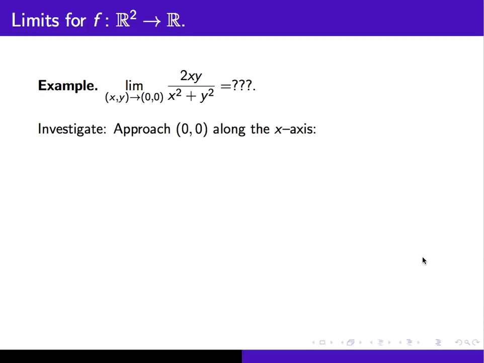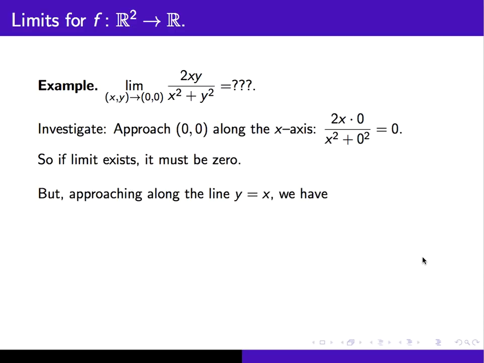So let's think about approaching (0,0) along the x-axis. So that is, I'm not going to worry about all points that are close to (0,0). I'm just going to look at the points that are close to (0,0) and on the x-axis. So the nice thing about that is that those are the points where the y-coordinate is 0. So this expression, 2xy over x squared plus y squared, now just becomes 2x times 0 over x squared plus 0 squared, which is just 0. So all along the x-axis, this function is identically equal to 0. So if the limit exists, then it must be 0, because arbitrarily close to the origin along the x-axis, the value of this function is 0.